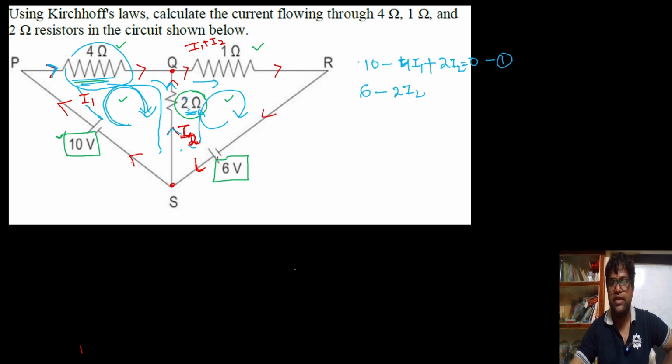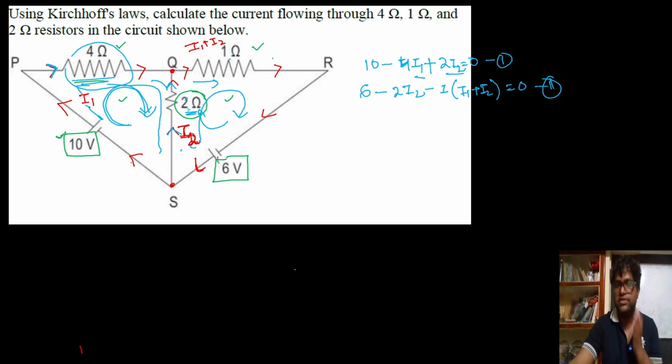Here also, same direction, I'm meeting I1 plus I2, and the resistance is 1, so I can write this as minus 1 into resistance into current is voltage, I1 plus I2 equal to 0. So these are my two equations, right? I can solve these two equations and find out I1 and I2. Once I get I1 and I2, I can also find I1 plus I2, which is the current through the 1 ohm resistance.